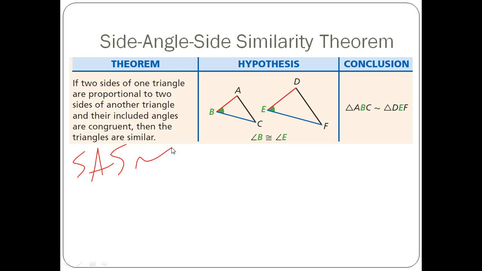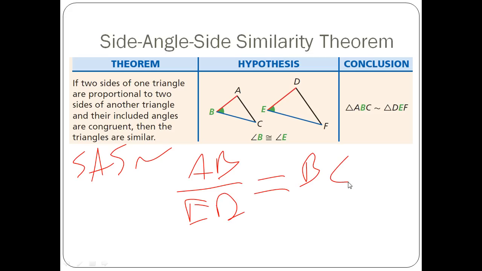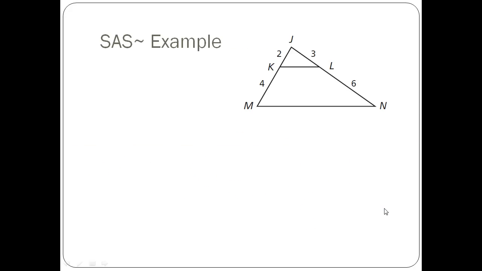So I know that AB over ED should be the same thing as BC over EF. So those ratios should be the same. And once again, this is a shortcut. If I know that I have two pairs of sides with the angle in between, then I'm going to end up with the whole thing working out for me. It's just a shortcut to getting the triangles that are similar.